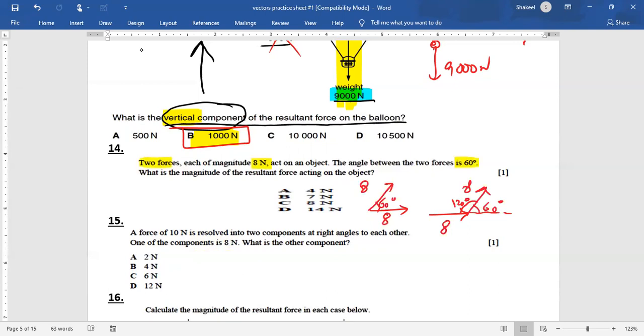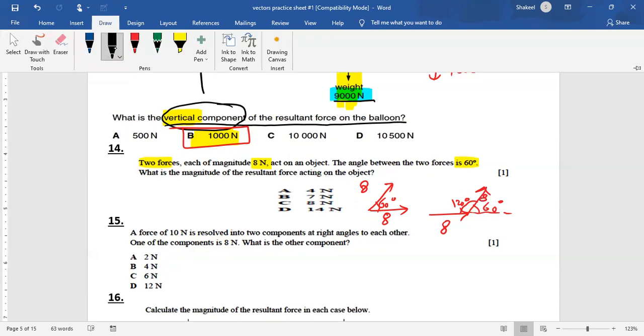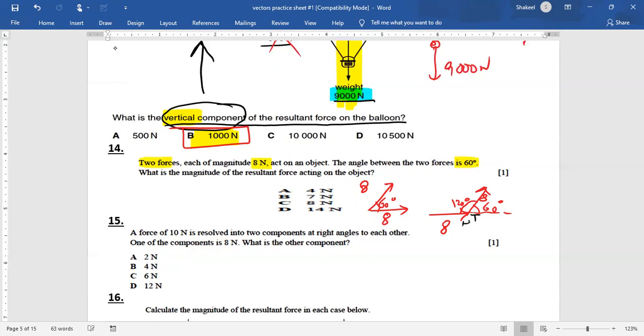Whenever we have to find a resultant, we have to arrange the vectors in the head to tail rule. So we will draw the first vector, and then we will draw the second such that the tail of the second meets the head of the first, and we can't change their direction. We have to keep the direction the same. So this is the resultant which we have to find.